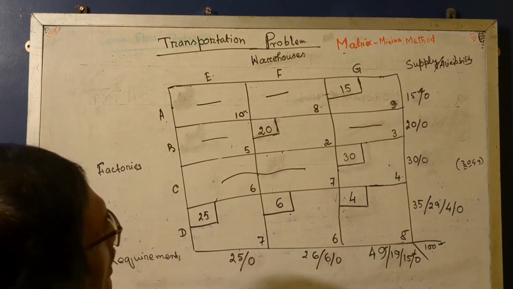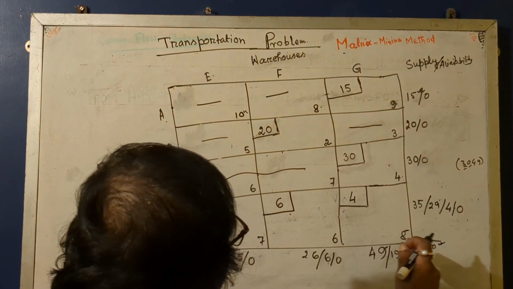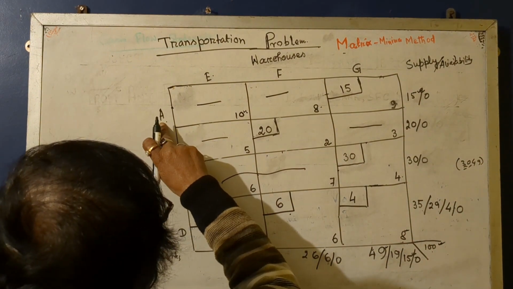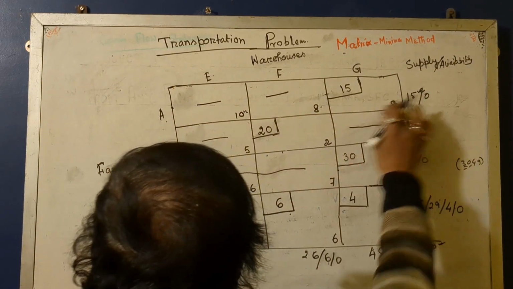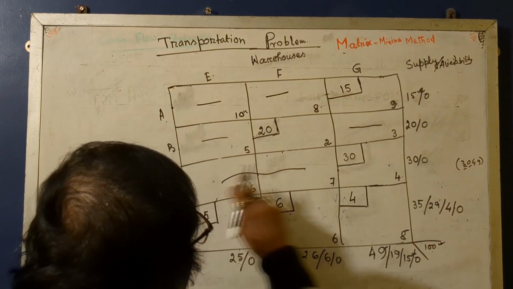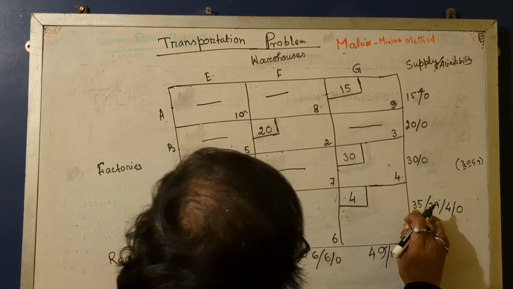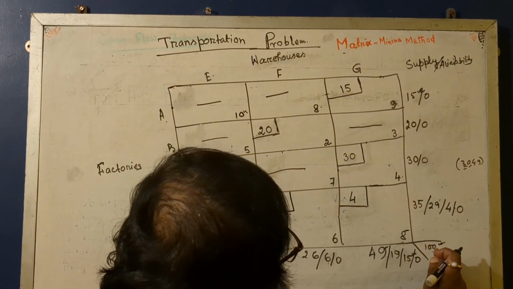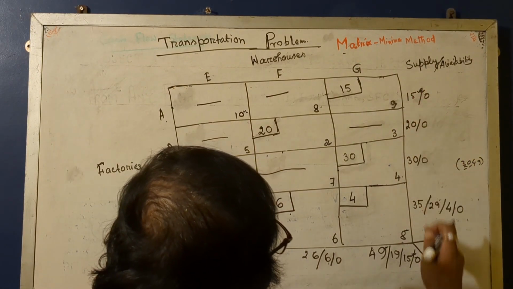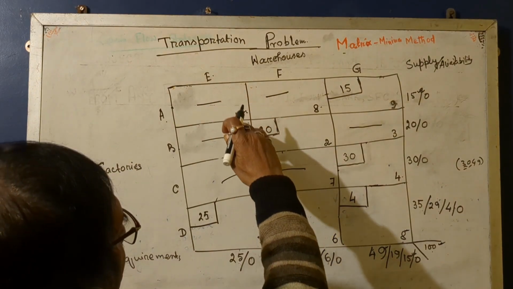At the beginning, you always check that the availability and requirements are the same. In this case, factory A is producing 15 units, factory B is producing 20 units, factory C is producing 30 units, factory D is producing 35 units, and the total is 100 units. This is the supply, or you can say the availability of the products, and the requirements are noted.